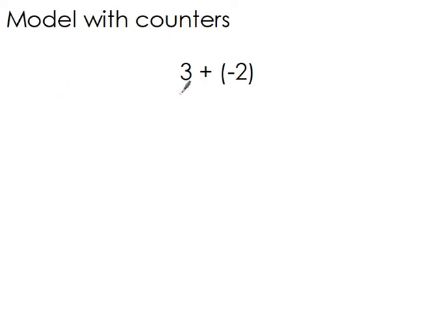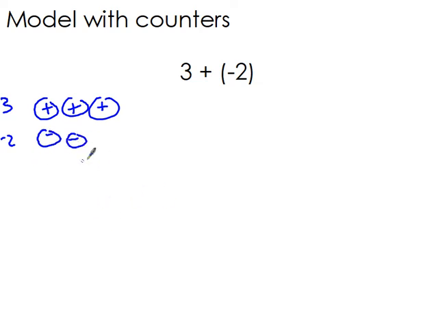So here I'm modeling 3 plus negative 2. To represent positive 3, I'm going to draw in 3 positive counters. So here's 1, 2, 3. There's my positive 3 right here. Now I'm adding that with negative 2. So I'm going to put the negative 2 right below. That's going to be a negative and a negative. So negative 2, I have 2 negative counters. Positive 3, I have 3 positive counters.